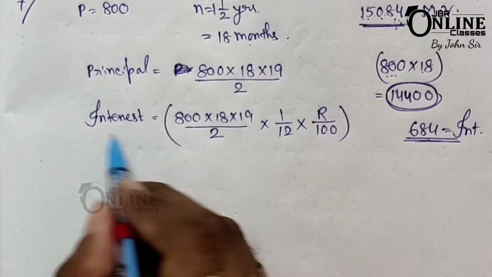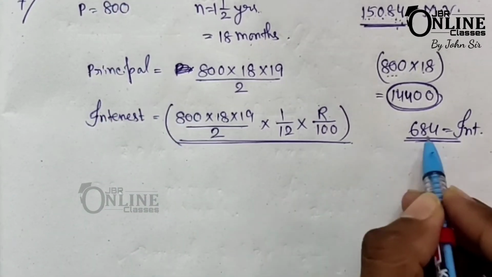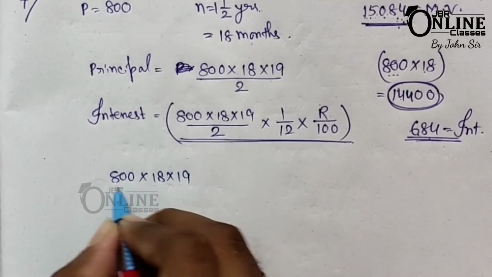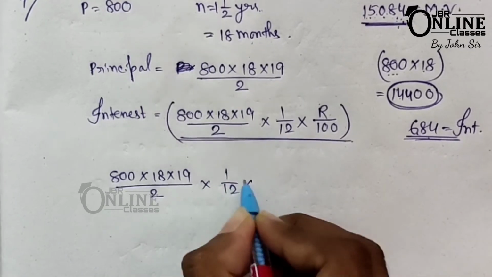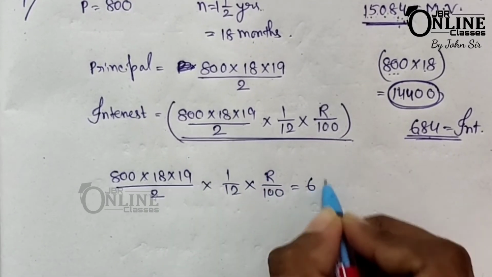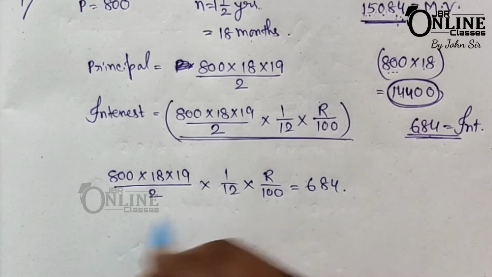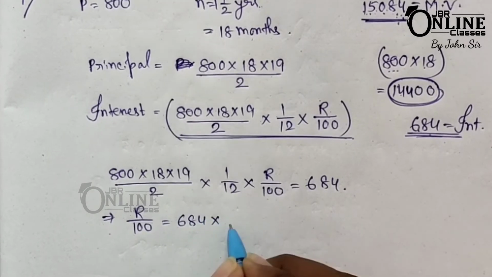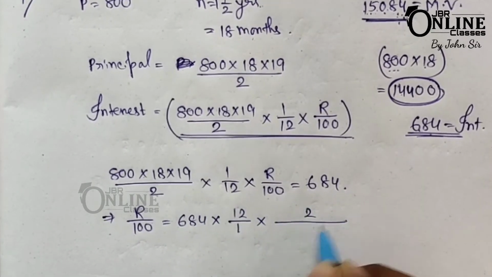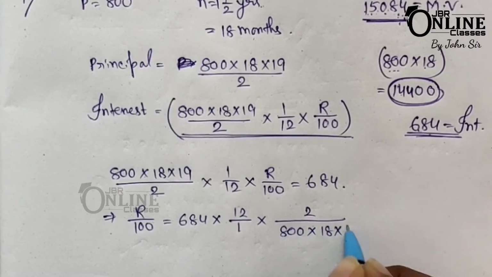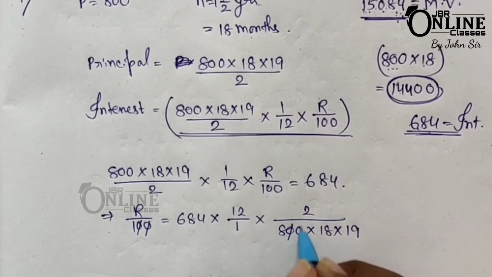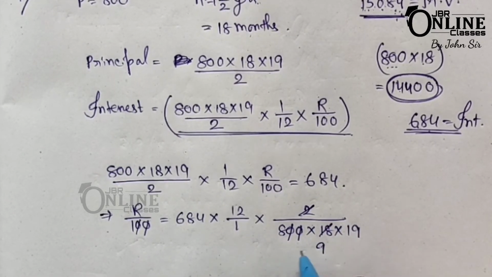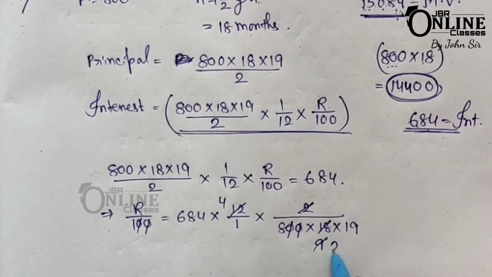Now according to the problem, you can write this equation equal to this one. So write down 800 into 18 into 19 by 2 into 1 by 12 into r by 100, that equals 684. So in the next line, r by 100 equals 684 into 12 by 1 into 2 by 800 into 18 into 19. So the 0s cancel out. The next one, 2, it's 9, then 3 4s are, then 3 3s are.